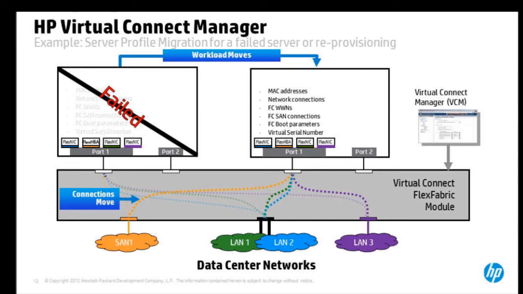And now if we imagine that this server has failed, what we basically have to do to move all the workloads and connections to another blade is just reassign the server profile, and it will move all these parameters, all the configurations and all the connections automatically. No need to go and manually change any configuration parameters on a blade server level.